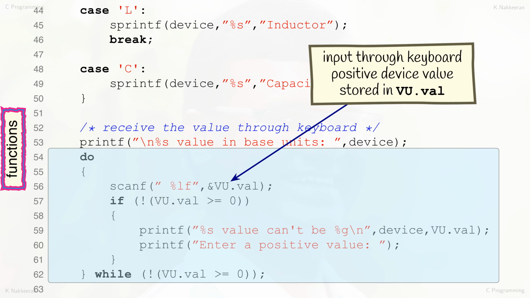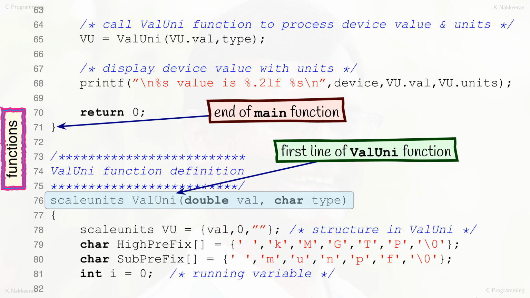In the main function, using line 56 scanf statement within the dual repetition statement, the positive device value input through the keyboard is stored in the memory location of vu.val. In this C program, the main function ends with a closing brace in line 71. Line 76 is the first line of the definition of the valUni function, which is written in the same way as its prototype in line 17, without the semicolon at the end of the line.